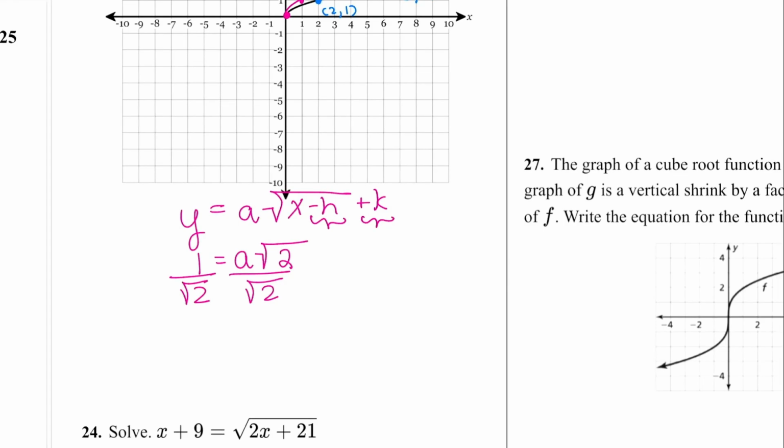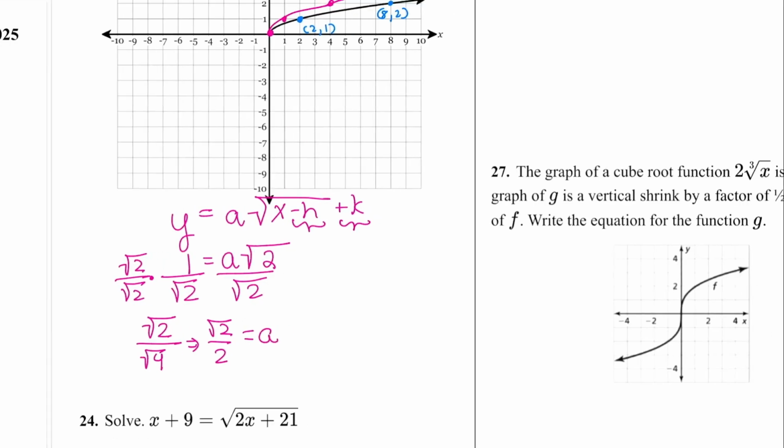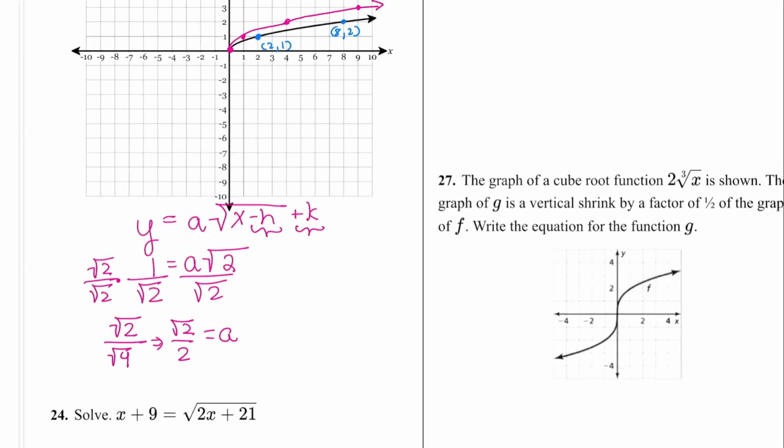So now we can rationalize this because we can't have a radical in the denominator. So this is going to be the square root of 2 over the square root of 4, which is the same thing as the square root of 2 over 2. So from here, we have y equals the square root of 2 over 2 times the square root of x. So in other words, y equals the square root of 2x over 2.